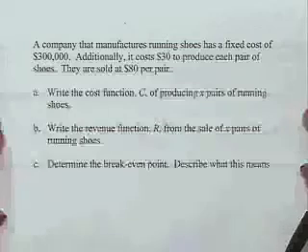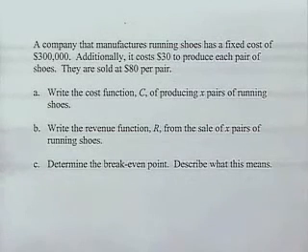Now let's look at an application from business. A company that manufactures running shoes has a fixed cost of $300,000. Additionally, it costs $30 to produce each pair of shoes. They are sold at $80 per pair. Part A, write the cost function, C, of producing x pairs of running shoes.